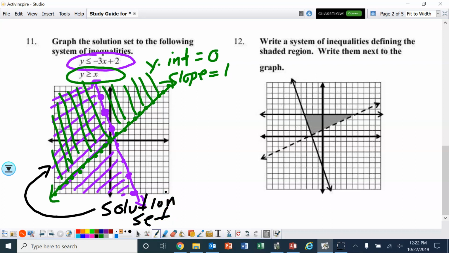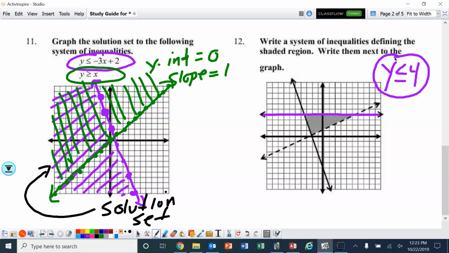All right, number 12, we're going to go backwards. We're supposed to write a system of inequalities defined by the shaded region. Well, let's start with the horizontal line. All right, well, since it's horizontal, it's just going to be the variable y. It's a solid line and it's shaded below the line, so it's going to be less than, and since it's solid, it's going to have an equal to on it. And it's going through at 1, 2, 3, 4. Okay, well, that was the easiest one.